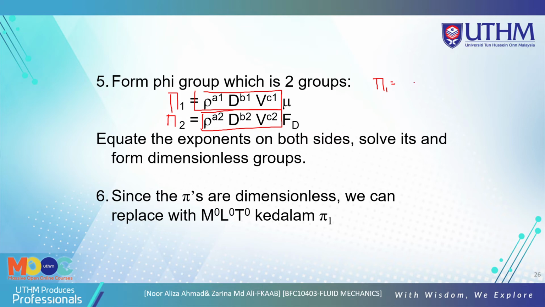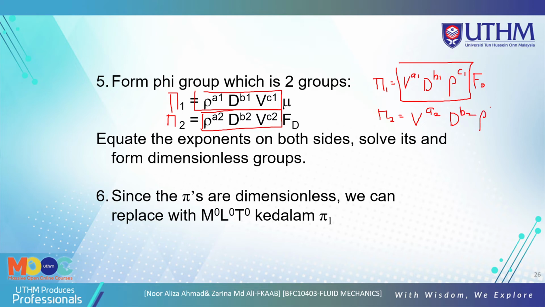For pi 1, you put the velocity as A1, the diameter as B1, and the density as C1, and FD is in this pi 1. But you must mention that these are repeating variables, so you must repeat them again in pi 2 as A2, B2, and C2, and use the dynamic viscosity. FD and the dynamic viscosity you can put in pi 1 or pi 2. Meanwhile, the velocity, diameter, and density are repeating variables, so you must repeat them in pi 2.